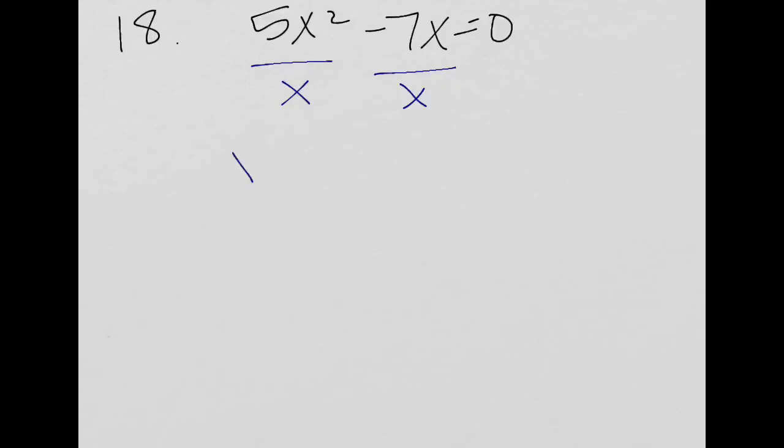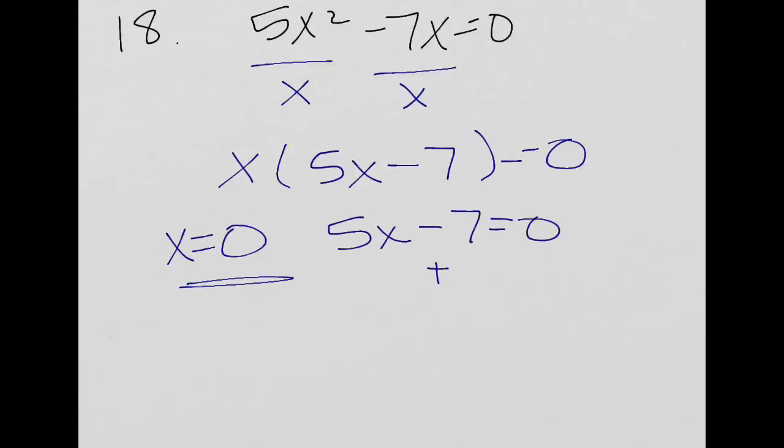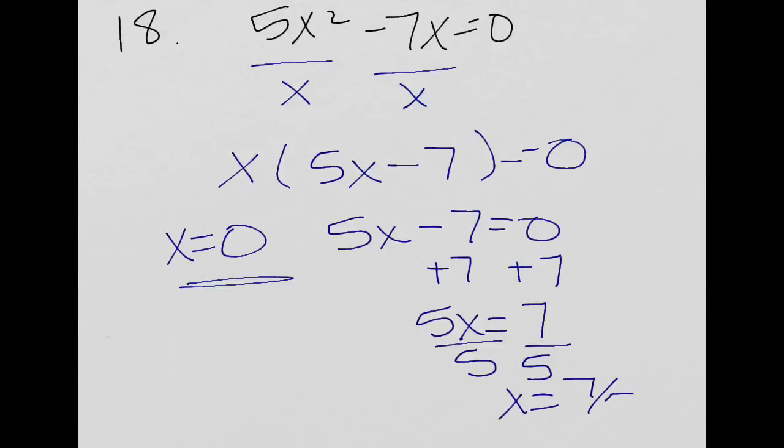Number 18, 5x squared minus 7x equals 0, solved by factoring. So first thing I look for is a GCF. That's an x. 5x minus 7. There's nothing left to factor. So I set my factors equal to 0. X equals 0 is already an answer. So I'll add 7 and divide by 5. So I get x equals 7/5.